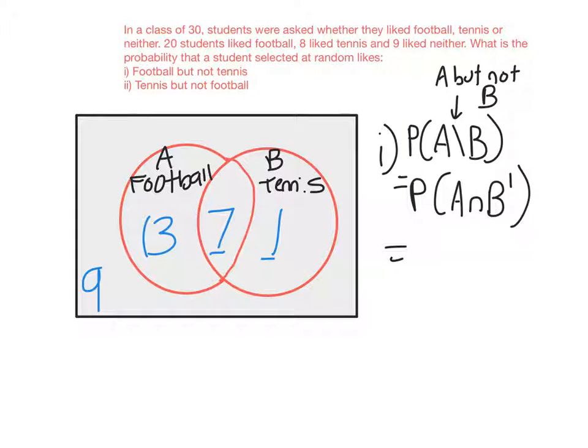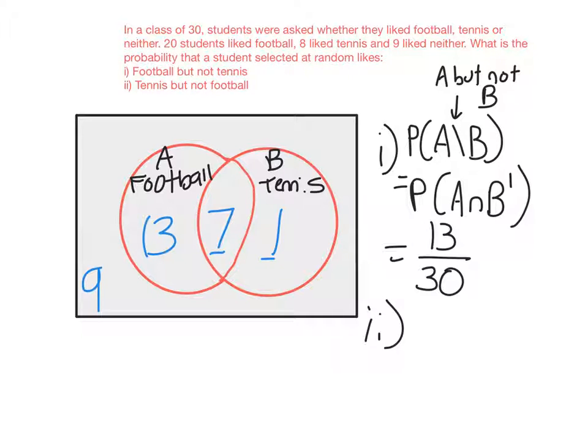We can see very clearly from this diagram there are 13 people in the football circle that are not in the tennis circle. So the probability, if I select a student at random, is 13 over 30. There are 13 ways I can select such a student, out of 30 in total.